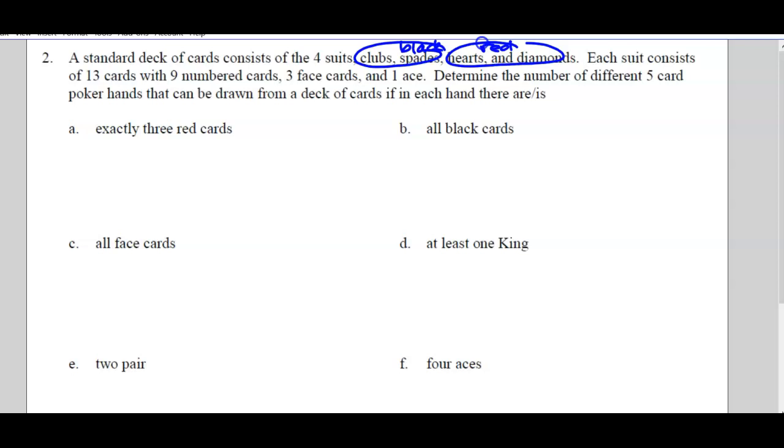So, how many red cards? If there's 2 full suits, that's half the deck. Half of 52 is 26. Okay, that gets you all the combinations of 3 red cards. That's only 3. Your hand has to have 5. So now, the remaining cards are black. There's 26, and we're choosing 2 of them. Again, you're not going to find the actual numerical value. You can do that on your own.